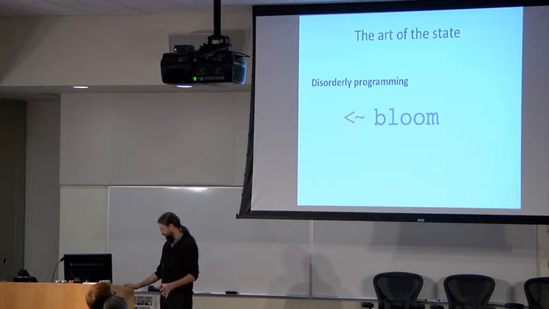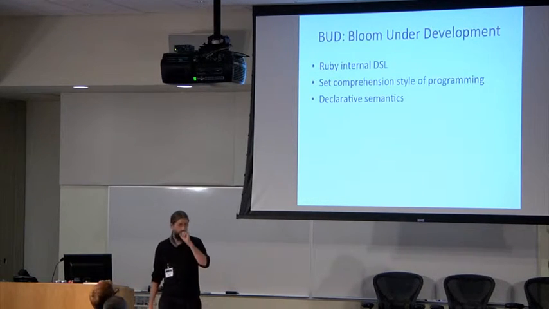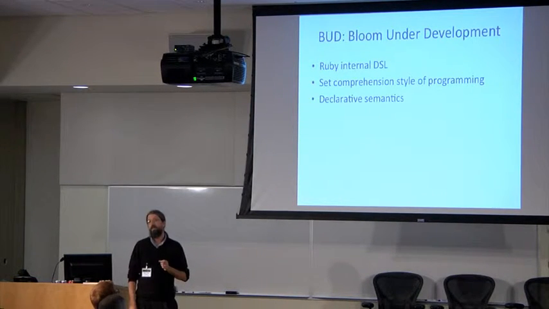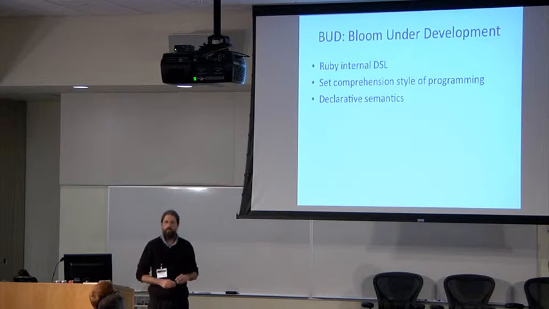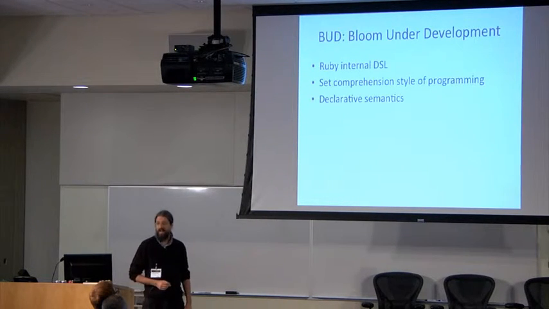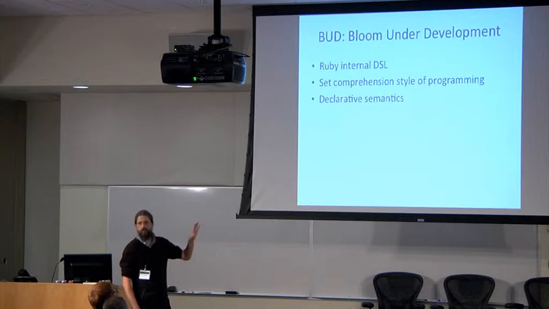So we're presenting Bloom. Our first cut at Bloom we call BUD, which stands for Bloom under development. We've implemented it as a Ruby internal DSL. We're not tied to Ruby. Turns out Ruby's a really easy language to screw around with syntax for DSLs. As we've gone further and built bigger and bigger artifacts, we kind of wish we had a type system. But it was a good place to start.